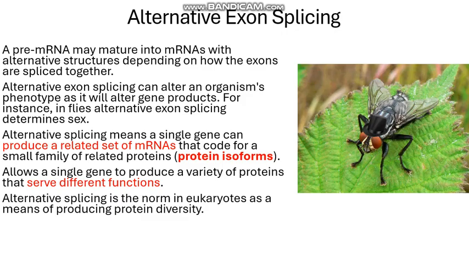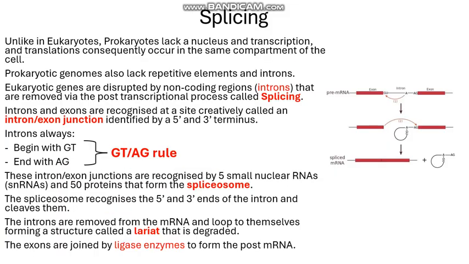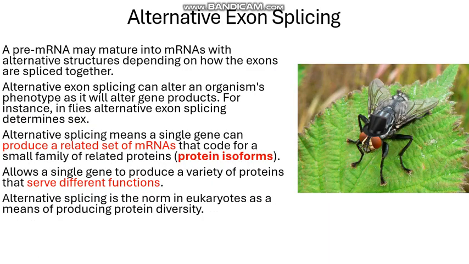More on alternate exon splicing. Actually, I don't know if we covered that last time. So basically, a pre-mRNA may mature into mRNAs with alternative structures depending on how the exons are spliced together. If we look here, we can see that there are multiple exons. In a regular gene, there would be many exons. They can be mix-matched together like a jigsaw to produce alternative mRNAs depending on how they're spliced together. So that's all that alternative exon splicing really is.